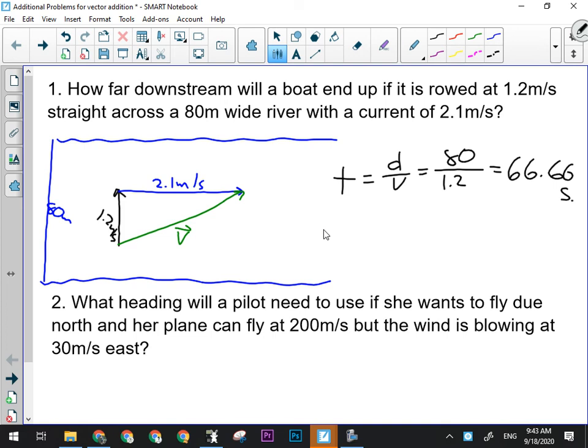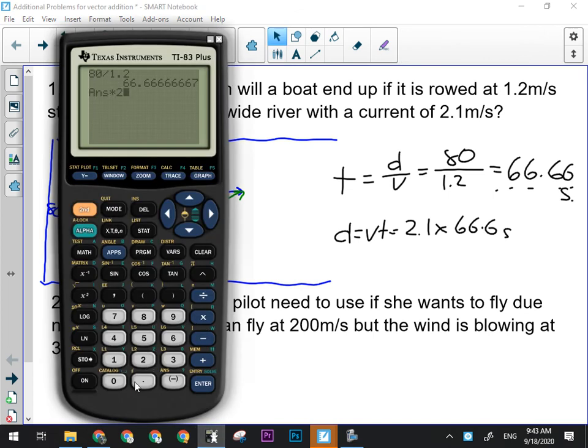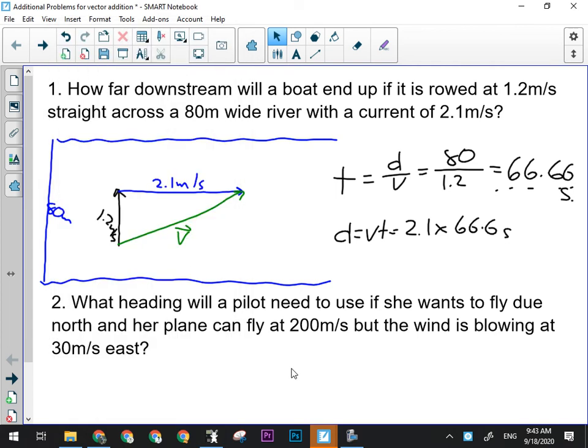Okay, can I find d? Yeah. Okay. Here's my speed or velocity going down the river. Here's how long I'm going down the river for. Okay. D equals v times t, okay? 2.1 times 66.6 repeating seconds. I'm going to end up 140 meters downstream when this is all said and done.